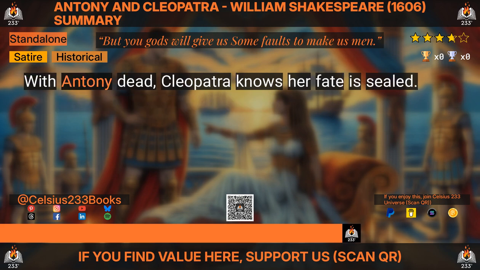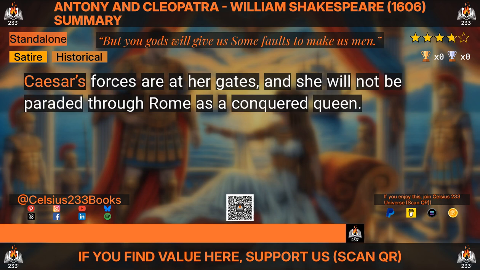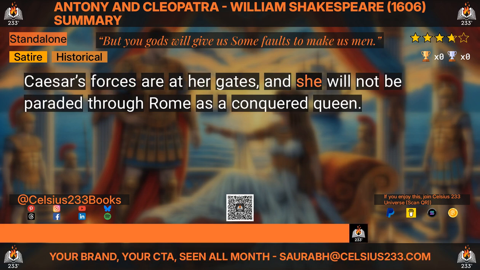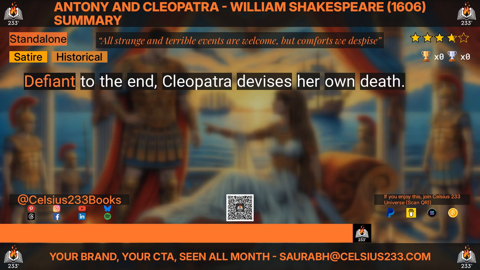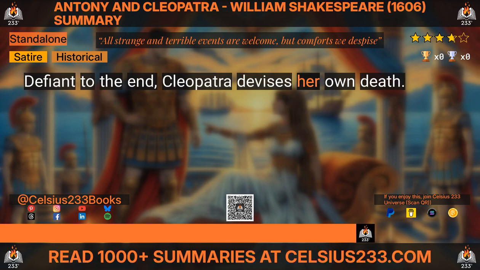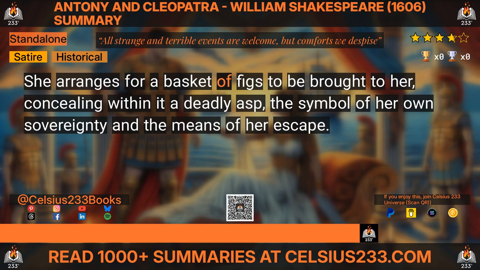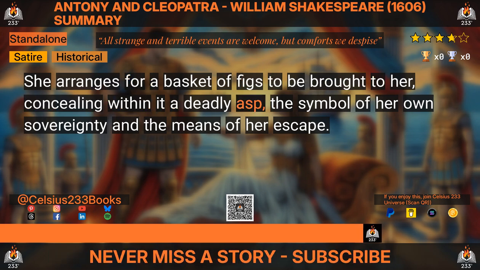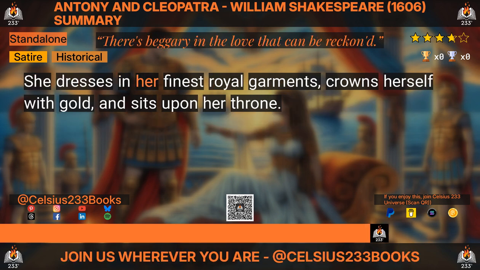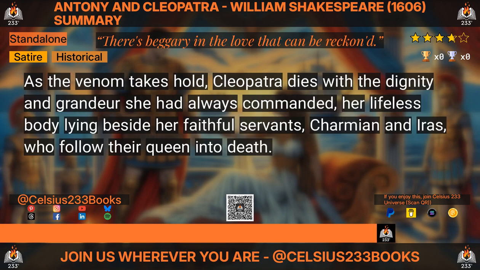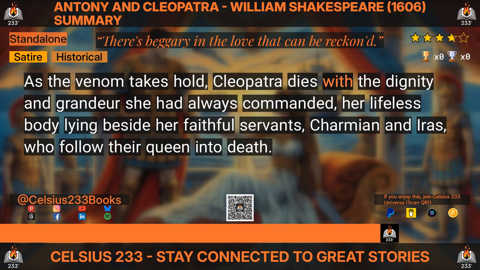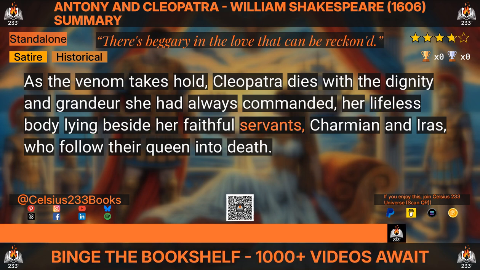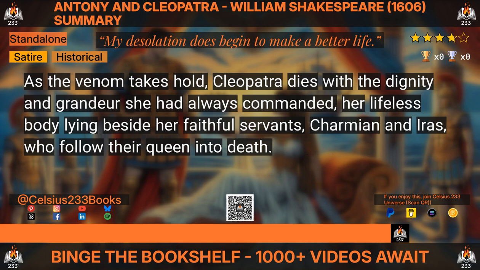With Antony dead, Cleopatra knows her fate is sealed. Caesar's forces are at her gates, and she will not be paraded through Rome as a conquered queen. Defiant to the end, Cleopatra devises her own death. She arranges for a basket of figs to be brought to her, concealing within it a deadly asp, the symbol of her own sovereignty and the means of her escape. She dresses in her finest royal garments, crowns herself with gold, and sits upon her throne. As the venom takes hold, Cleopatra dies with the dignity and grandeur she had always commanded, her lifeless body lying beside her faithful servants, Charmian and Eras, who follow their queen into death.